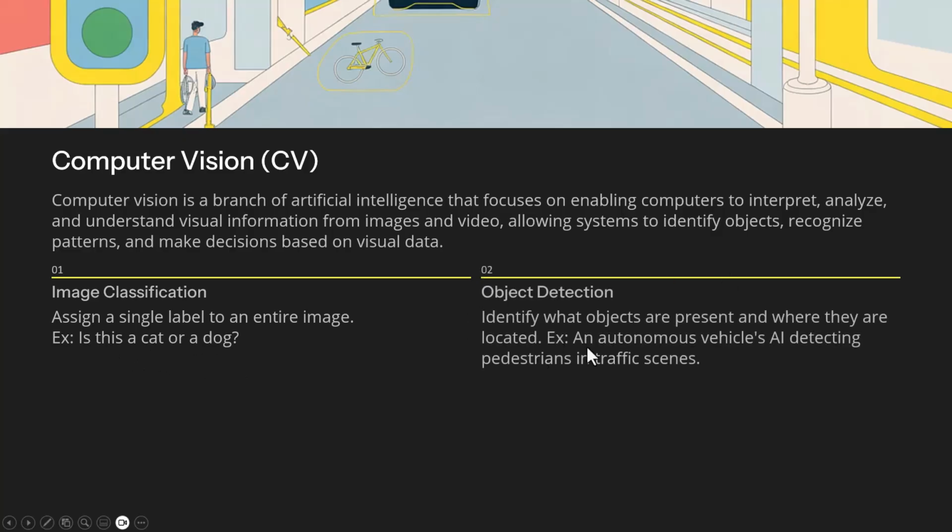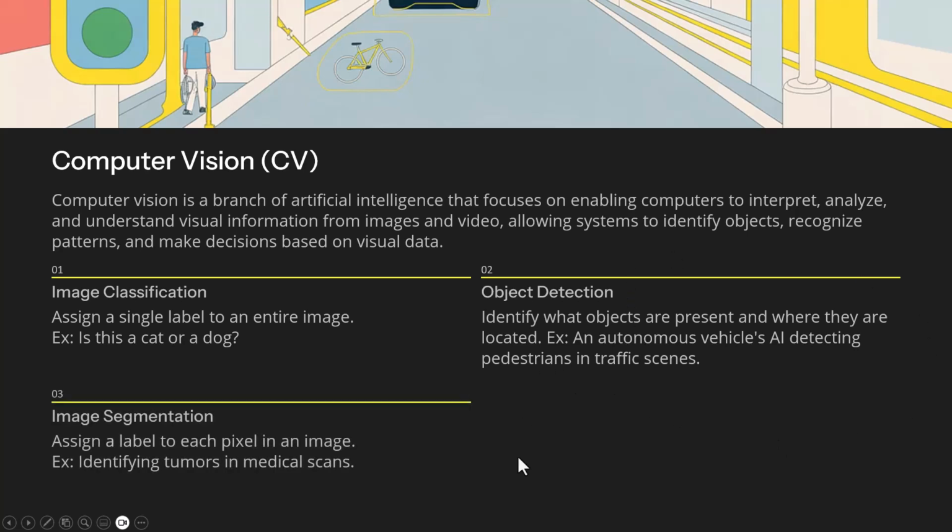We have object detection, identify what objects are present and where they are located. So maybe you have an autonomous vehicle and it's got an AI system that's trying to detect different things in its image. Maybe pedestrians who are moving, or a stop sign, or anything else, right? So that could be in the realm of computer vision as well.